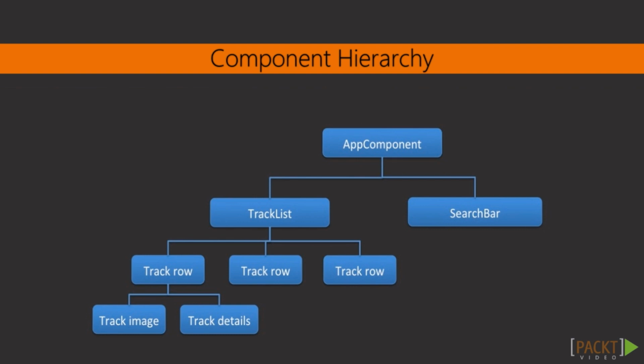Well, injectors follow the same hierarchy as the components themselves, meaning that the root component, app in our case, will have an injector, and then the search bar and track list will have an injector of their own. And then each track row created will have one, and each details and image within as well.